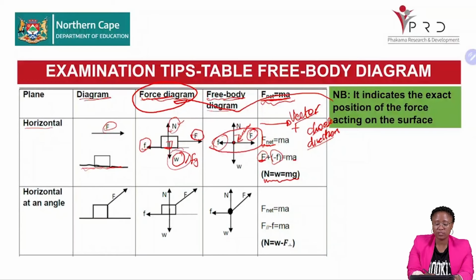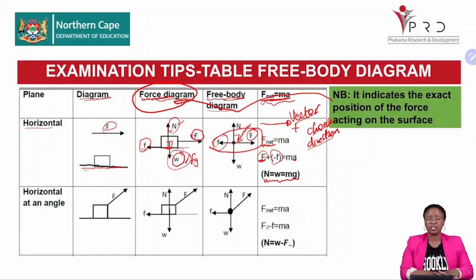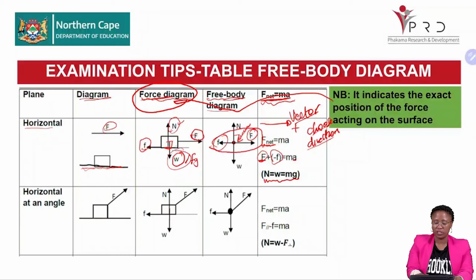Because the normal force and the Fg are balanced. That is what is keeping the object on the surface, so that the object can be either accelerating to the right or accelerating to the left. All right, very, very important to know that. So the normal force in this scenario will be equal to the weight of the object.